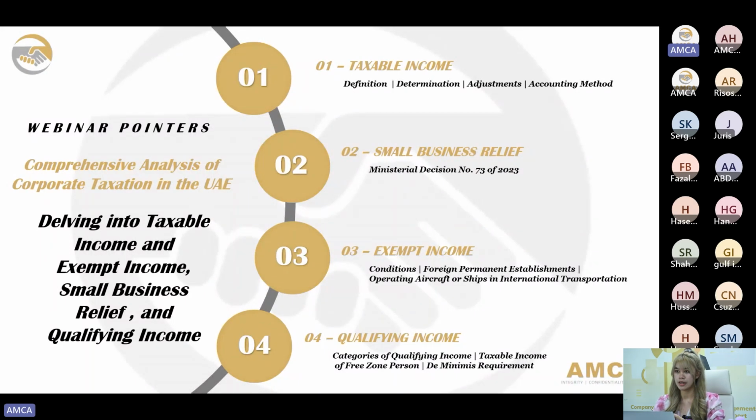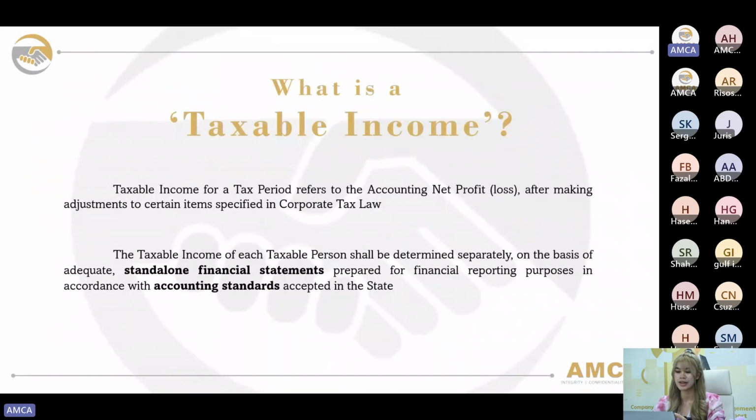So what is taxable income? Taxable income for a tax period refers to the accounting net profit or loss after making adjustments to certain items specified in the corporate tax law. In most cases, businesses in the UAE are required under applicable federal or emirate level legislation to maintain proper records and financial statements that would reflect the financial status, such as the assets and liabilities or profit for the relevant period of the entity or business. Such records are to be prepared in accordance with the accounting standards that are accepted in the UAE. So in determining the taxable income for the purpose of corporate tax, the accounting net profit or loss as stated on the entity's financial statements will serve as the starting point.